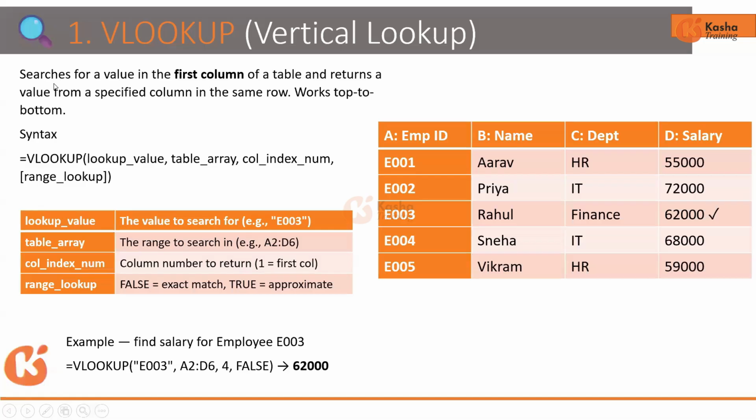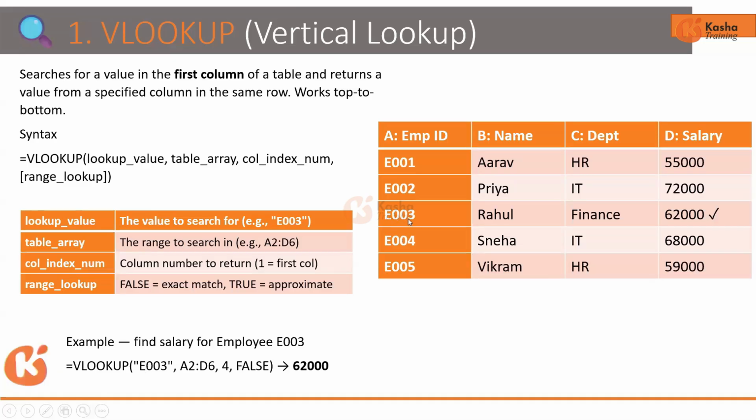So in this case, what you do is search for the value in the first column. And since you're doing a vertical lookup, you're searching down the column. This is the syntax of what you do. Now this is an example: find the salary for employee E003. So this is E003 and you want to find the salary for this employee. So you give a formula, which is VLOOKUP, and then you give what you want to find. So you give E003.